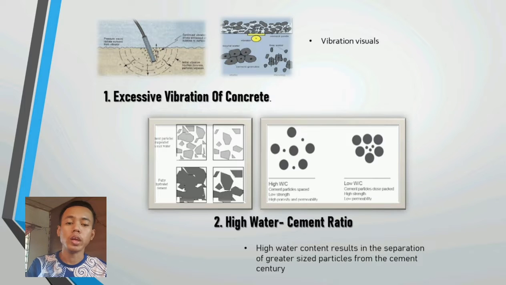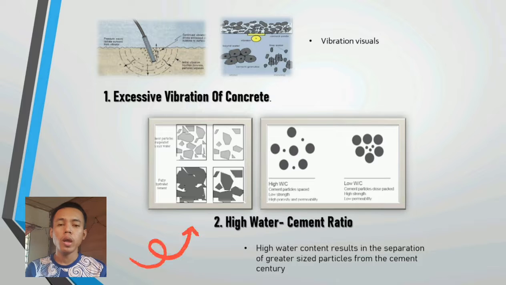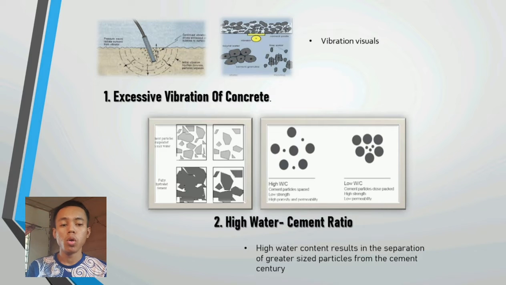Alright, the second factor is high water cement ratio. Sometimes unskilled laborers or local contractors increase the amount of water in the concrete mix to increase the workability of concrete. This results in a high water cement ratio of concrete. High water content results in the separation of greater size particles from the cement slurry.